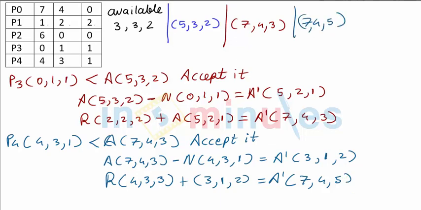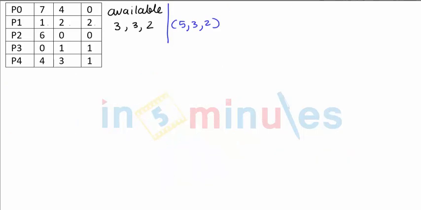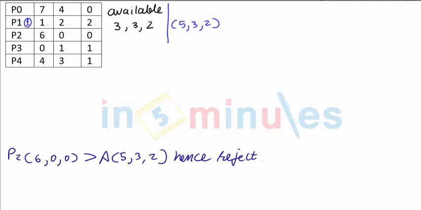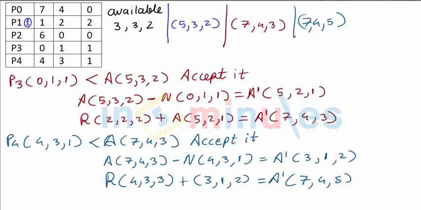Now if we remember, whatever we have accepted, let's understand. If we go from the beginning, we accepted P1 first. After that, we rejected P2. We accepted P3. We accepted P4. So if we go through the entire series, we are still left with P0 and P2. So we'll again start with them.